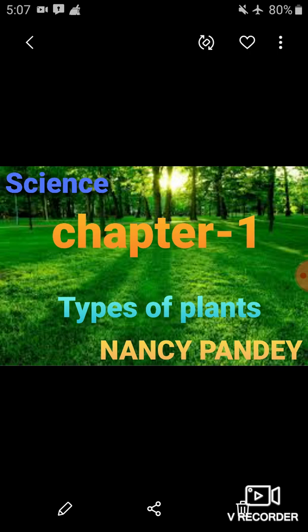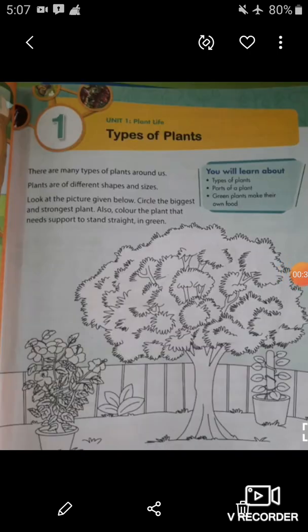So my dear students, today I am here with an explanation of chapter number 1, types of plants, from your science book. Now let's begin. So students, when we look in our surrounding, we find different types of plants. In this chapter, you will learn about types of plants, parts of a plant, and how green plants make their own food.